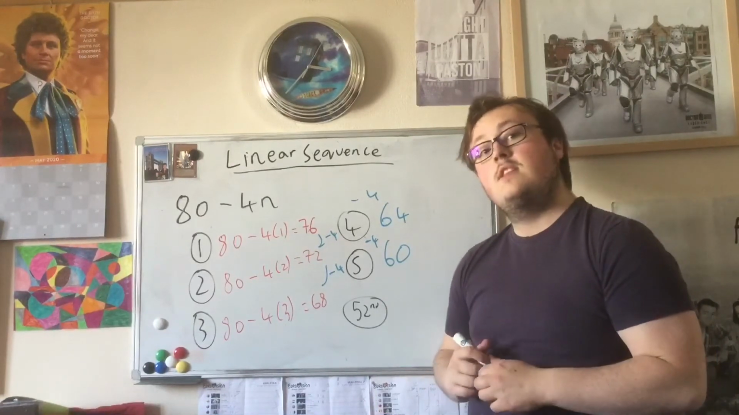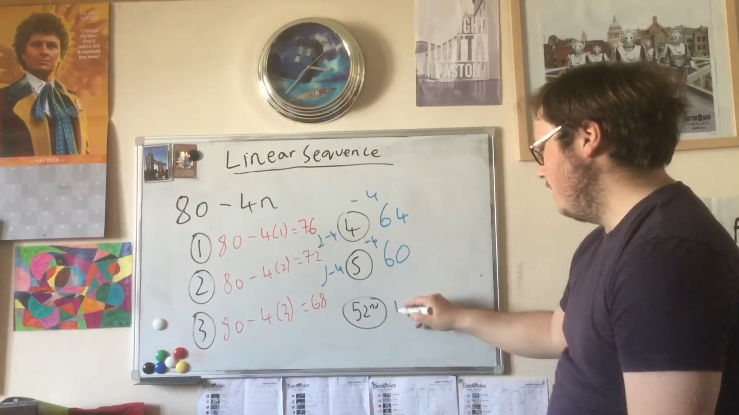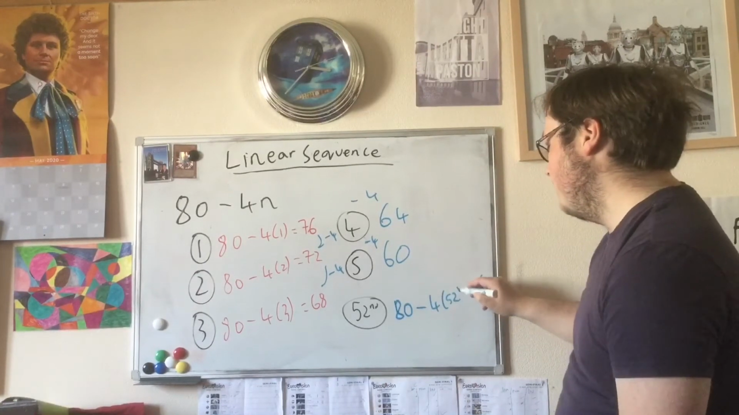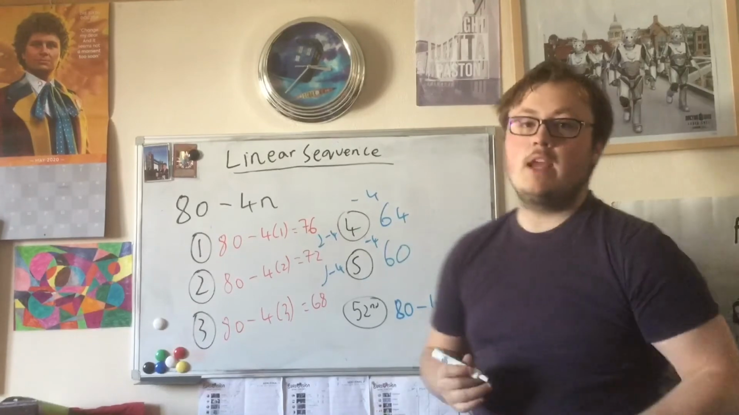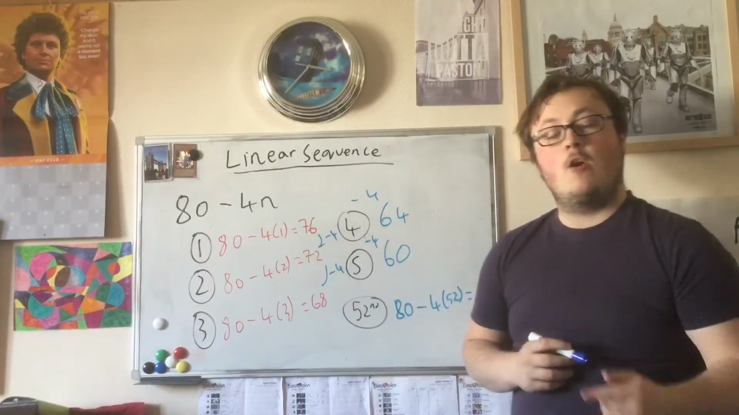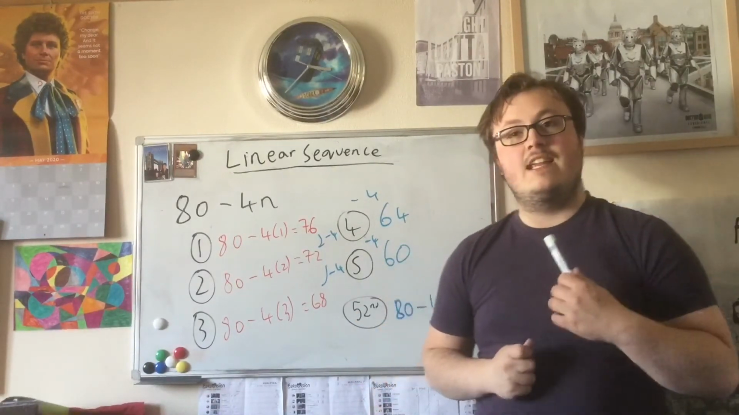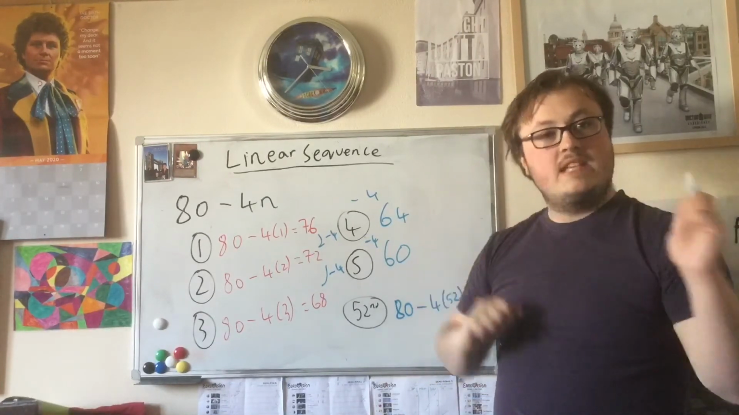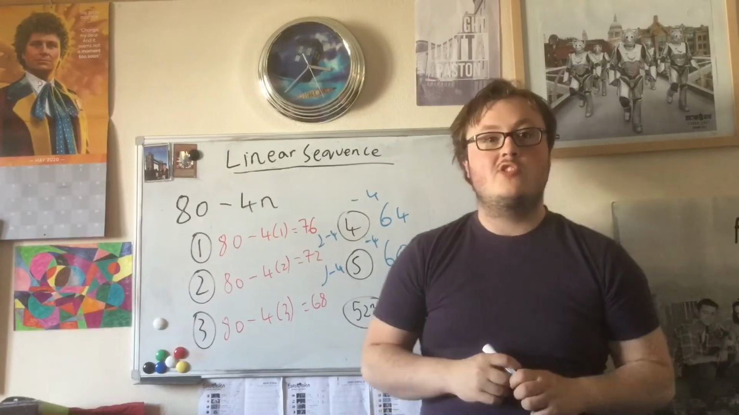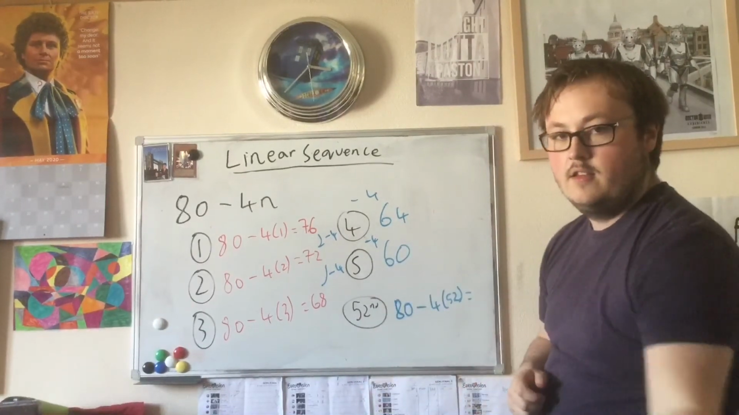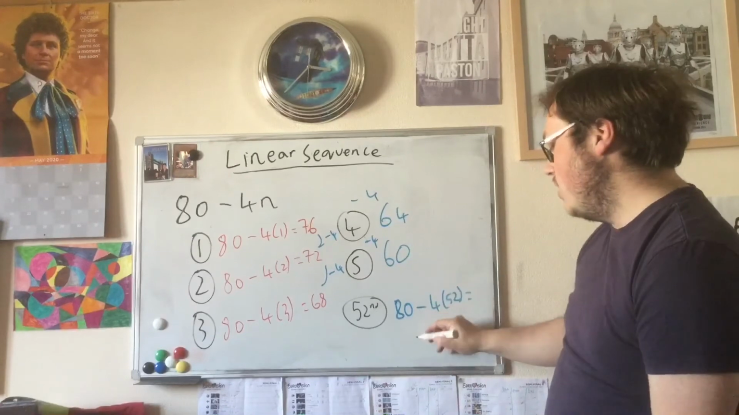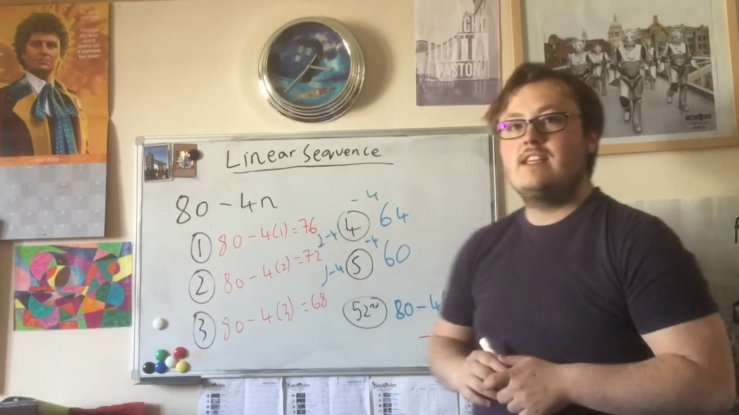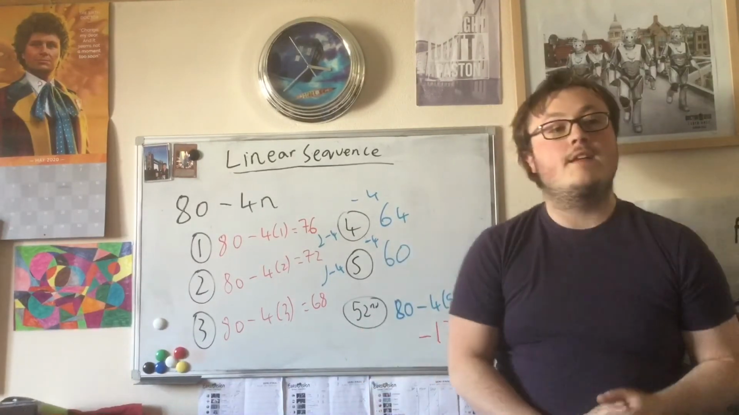Well, it's very similar to what we did in the previous question. We do 80 minus 4, but we're timesing that 4 by 52. You might need a calculator for this one, but negative 4 times 52 is actually negative 208. So it's 80 minus 208. Does anyone know what that would get you? That would get you negative 128. If you got that, fantastic work.